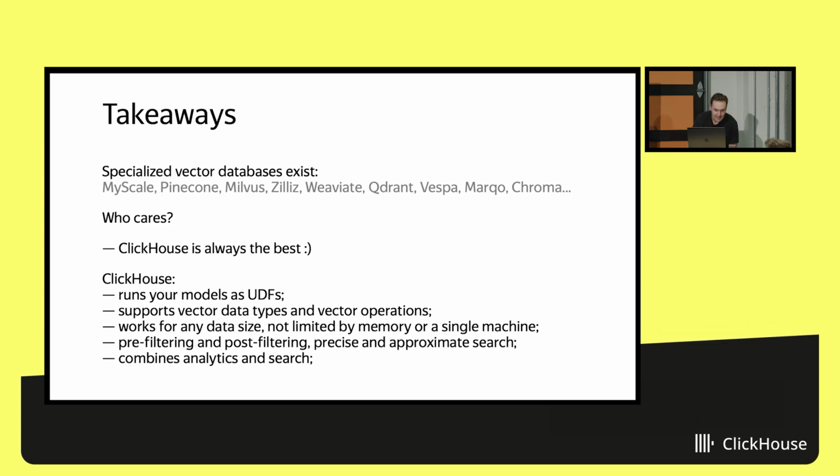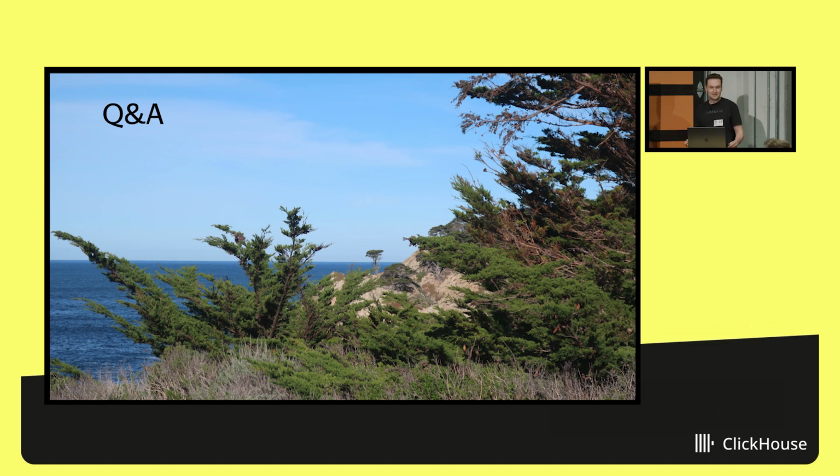OK, takeaways. There are a lot of specialized vector databases, but who cares? I don't. ClickHouse is always the best. In ClickHouse, you can run your models, whatever models, as user-defined functions. It has support for vector data types, vector operations. It is not limited by memory. It is not limited by a single machine. It scales well. You can do pre-filtering, post-filtering, precise, approximate search. You can do analytics on the results. You can combine analytics with search. So that's it. Thank you.